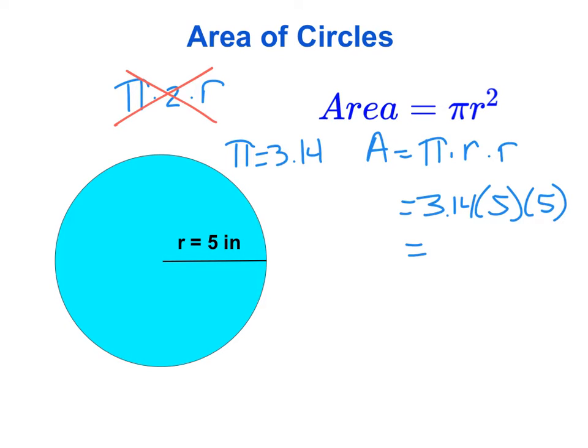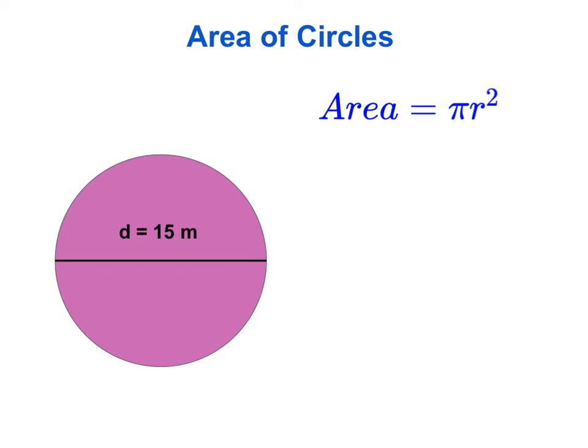And when I do the math out, 3.14 times 25, I'm actually going to put an about symbol because remember, when we find circumference or area of a circle, it's an estimate. So it's about 78.5 and my units of measure are inches squared.